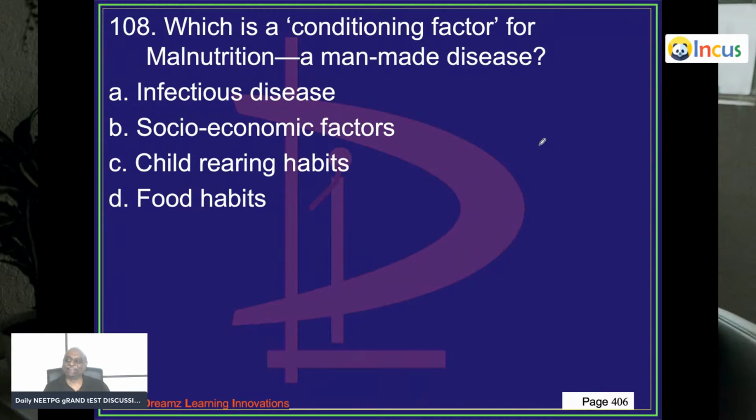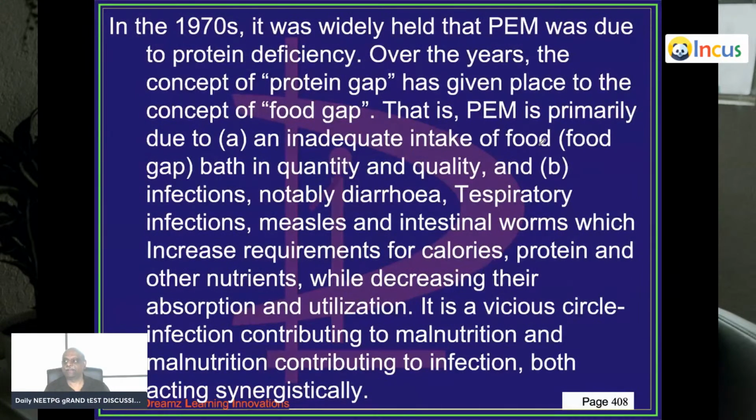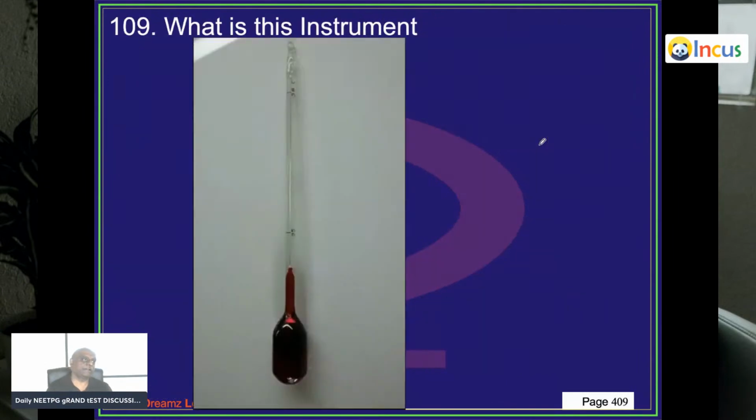So what is the conditioning factor for malnutrition? Malnutrition, a man-made disease, infections, right? Infections lead to malnutrition, malnutrition proposes infections. इसको क्या बोलते हैं मियाँ?